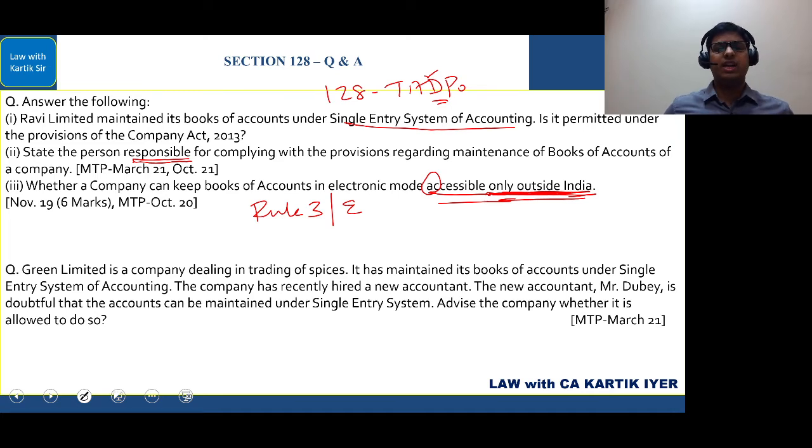Green Limited is a company dealing in trading of spices. It has maintained its books of account under single entry system of accounting. So again, the same issue. They cannot maintain it because it should be double entry.